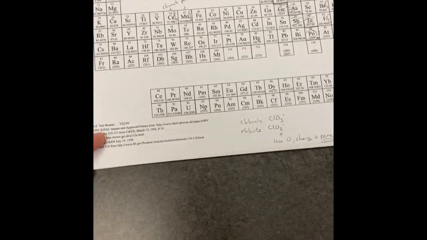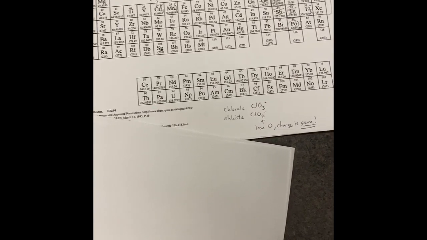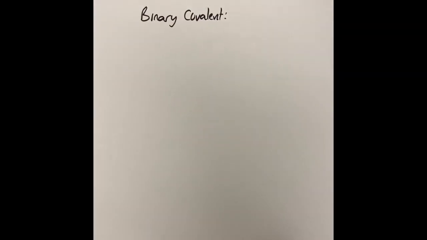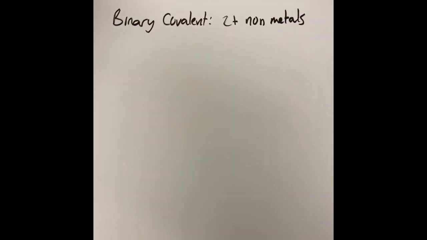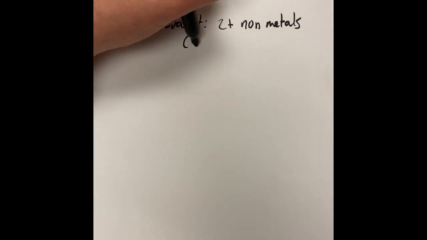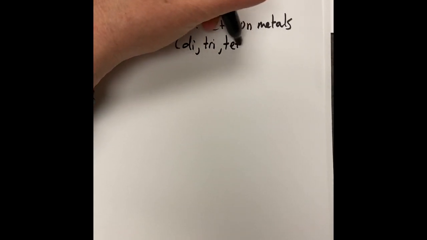All right, now some other things I'm going to think about before I begin this worksheet are the following. I have essentially 3 types of compounds I'll be looking at. I'll be looking at binary covalent. Those will be 2 or more nonmetals. And when I get 2 or more nonmetals, that's the only time I'm allowed to use di, tri, tetra, etc., all the prefixes.